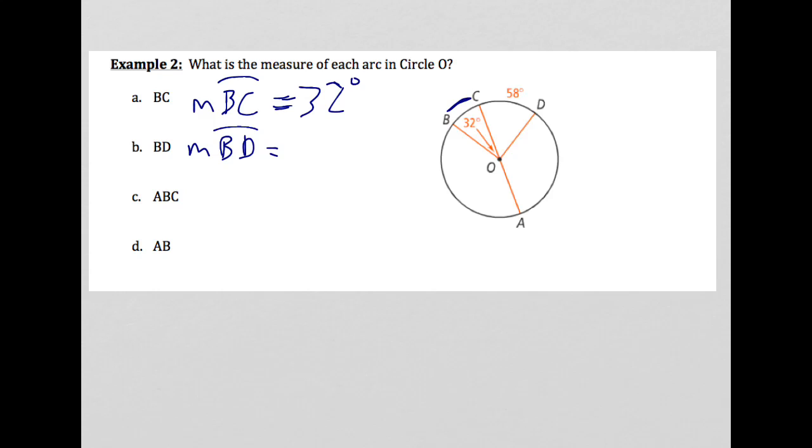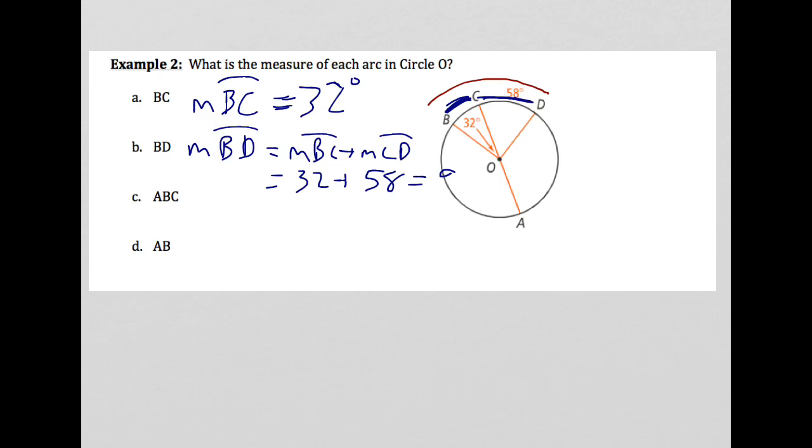Well, the measure of BD, the whole thing right here, is what I'm looking for. I know this little part right there is 32, and I know that part right there is 58. So using the arc addition postulate, I can say the measure of BC plus the measure of CD is equal to the measure of BD. So I know that BC is 32 degrees, plus I know CD is 58, so I add those two things together and I get 90. So this arc right here is equal to 90 degrees.